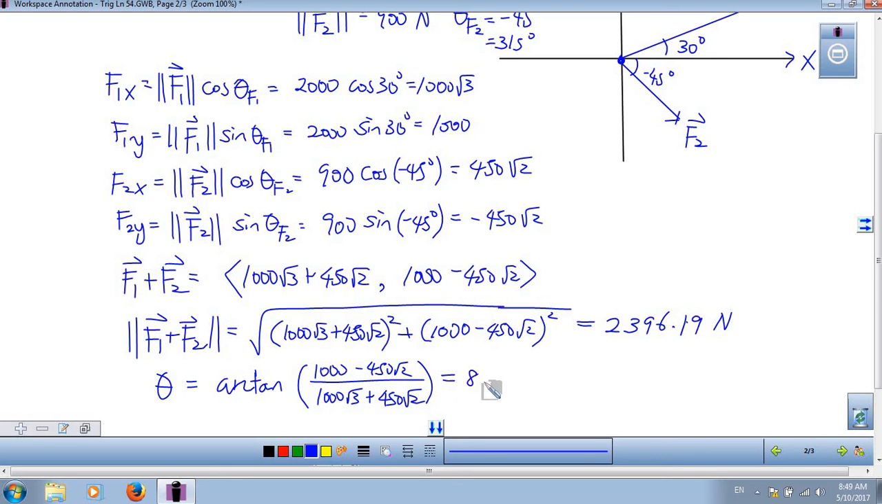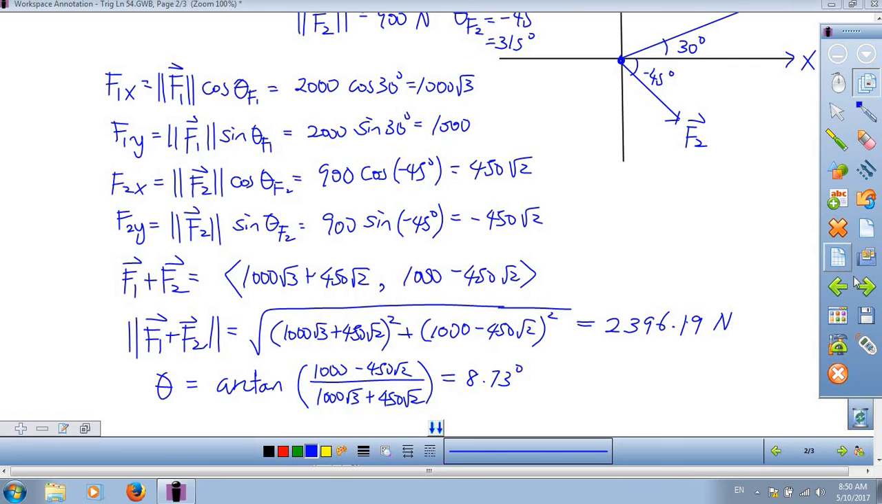So this came out to be about 8.7 degrees. So it's slightly pulling over to the 2,000 pound force, which is expected because the 2,000 pound force is a little bit more. So that's the resultant vector, the magnitude and the direction of this vector.